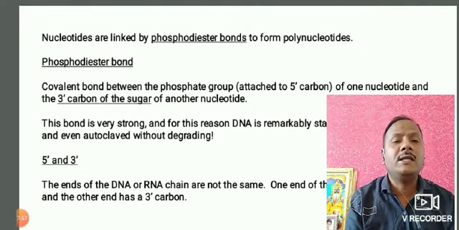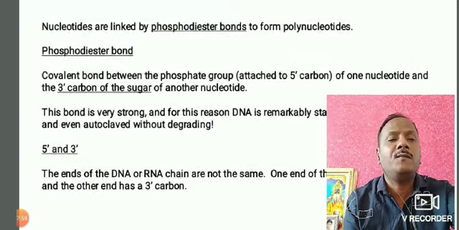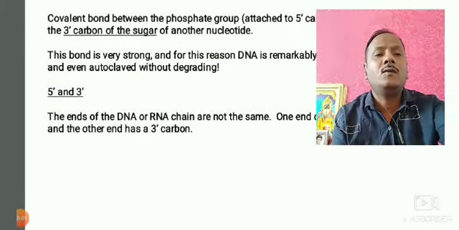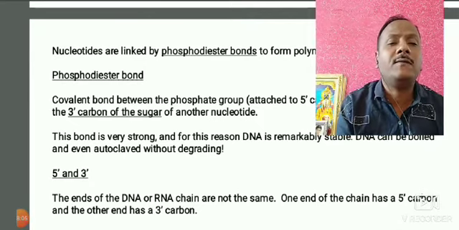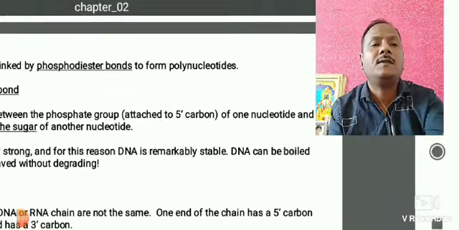The ends of the DNA and RNA chains are not the same. One end of the chain has a 5 carbon and the other one has the 3 carbon atom.